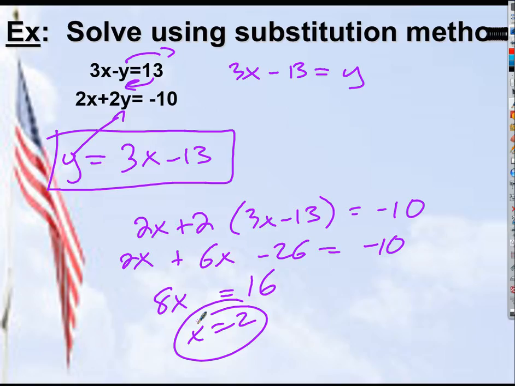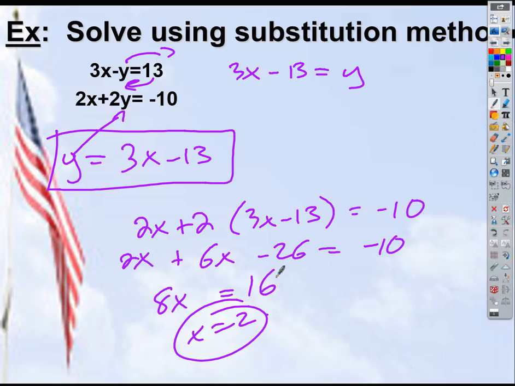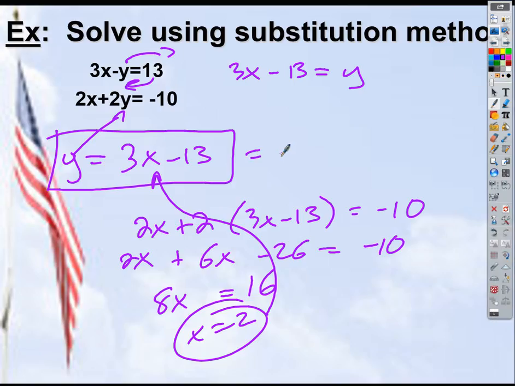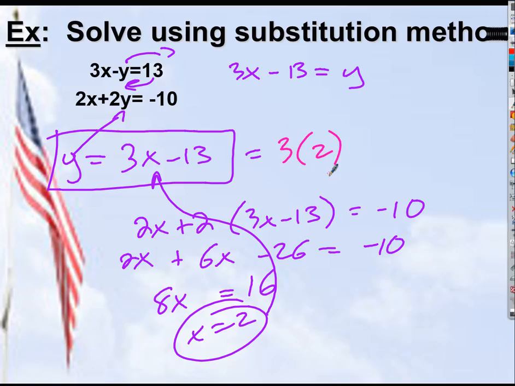Halfway there, actually much more than halfway there. Now where do we go? Okay, see why I put a box around it? Go right back to the box. There's our substitution equation. We'll plug the 2 right into there, right? Whoops, have a different color. And we just get y equals 3 times 2, we're substituting, minus 13, so what is that? 6 minus 13, -7. So our ordered pair is (2, -7).